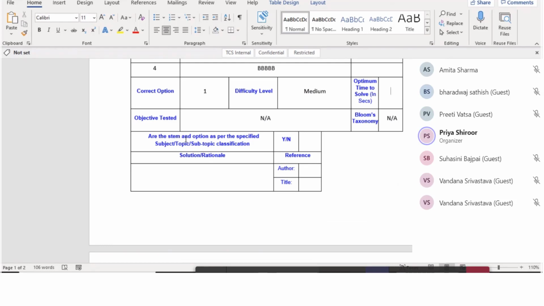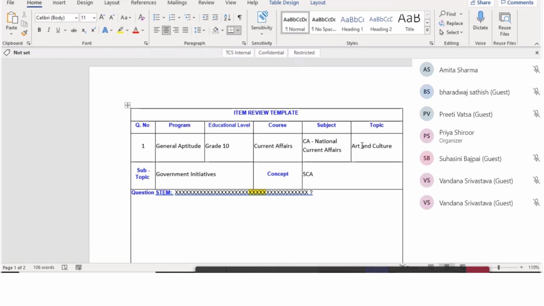Here, are the stem and options as per the specified subject, topic and subtopic? You have to just do a check and write yes or no over here. Basically, the question should be as per the subject, topic, and the subtopic provided.